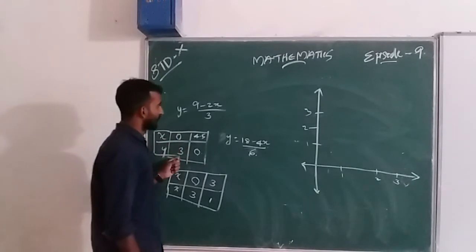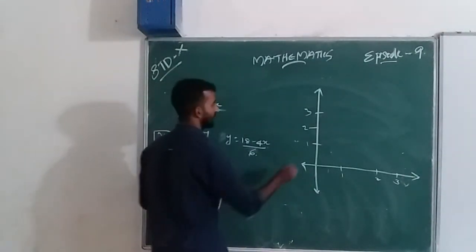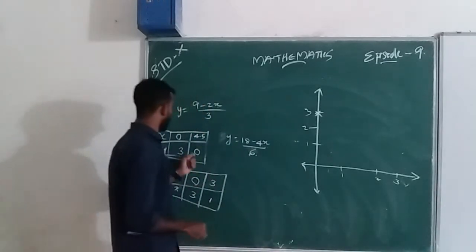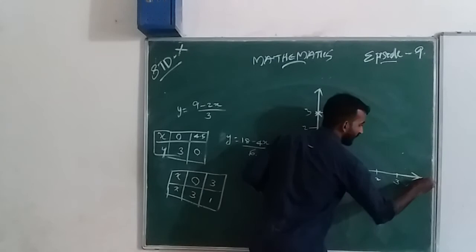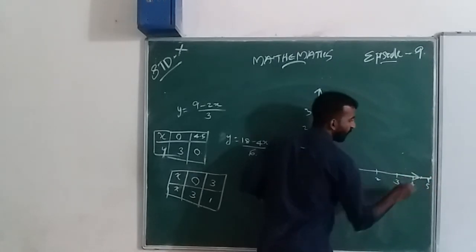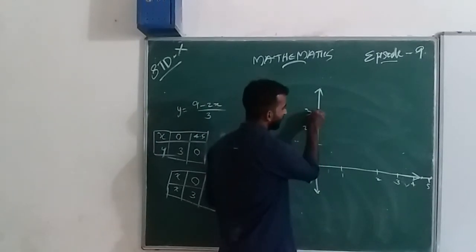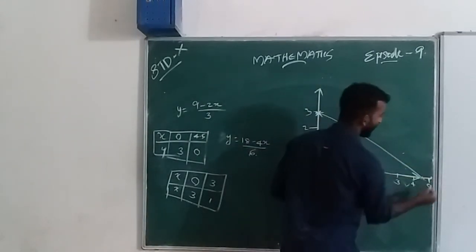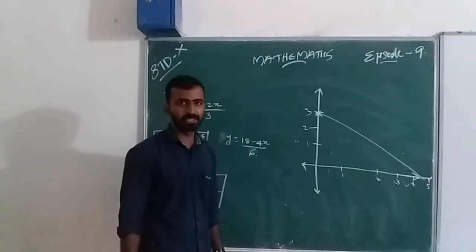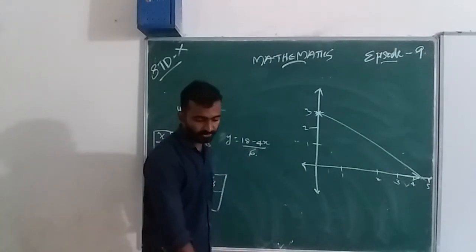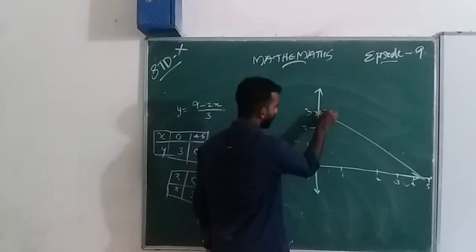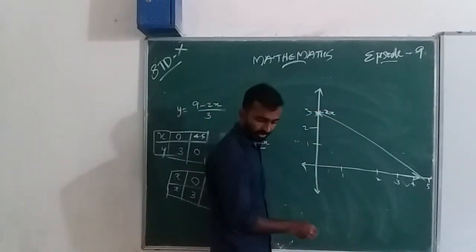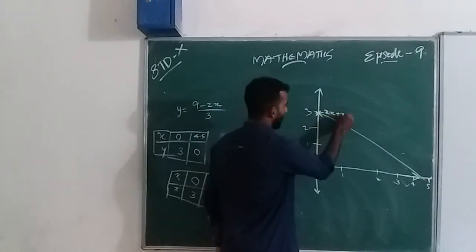0, 3, that is 3, and 4.5. Here 4 and 4.5, here 5 is the midpoint of 4 and 5, then we get 9. Is it? We get 9. This graph is of which one? That is the first equation, 2x plus 3y equal to 9.